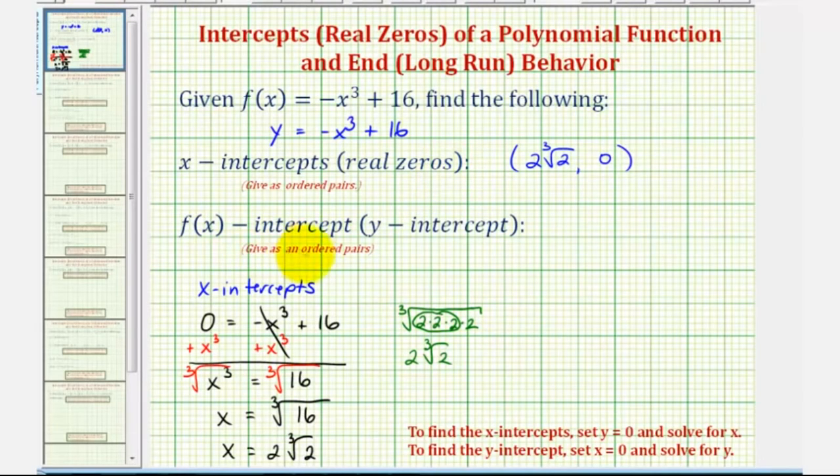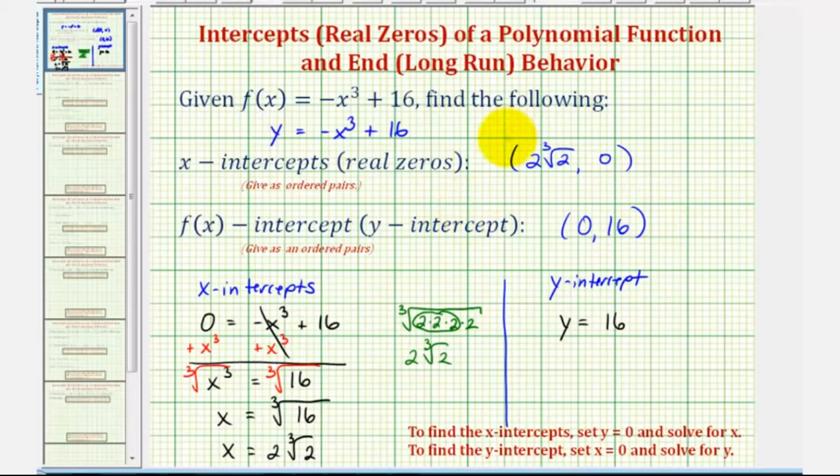And now to find the y-intercept or f of x-intercept, we set x equal to 0 and solve for y or solve for f of x. Let's go ahead and use the equation here with y in it. So to find the y-intercept, we're going to set x equal to 0 and solve for y, which would just give us y equals negative 0 cubed plus 16. So we can easily see that the y-intercept is going to be 16. So the coordinates of the y-intercept would be the point 0, 16.